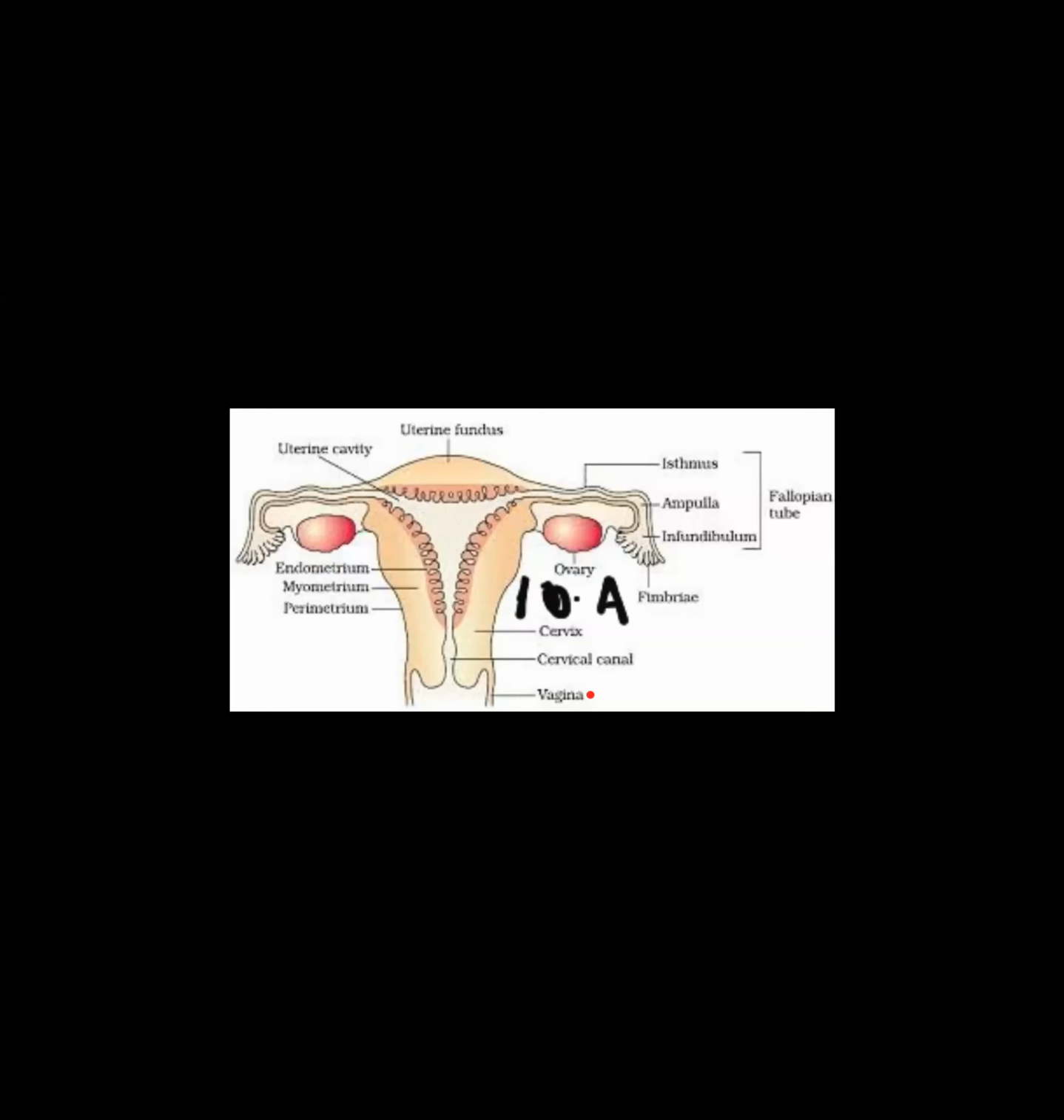Then the vagina, this extended tube. Also the external genitalia and a pair of mammary glands. These are the structures included in the female reproductive system.